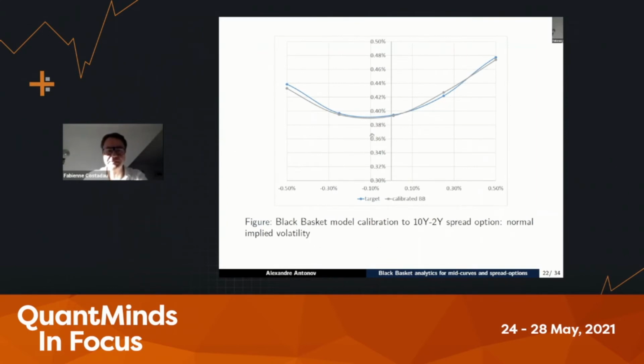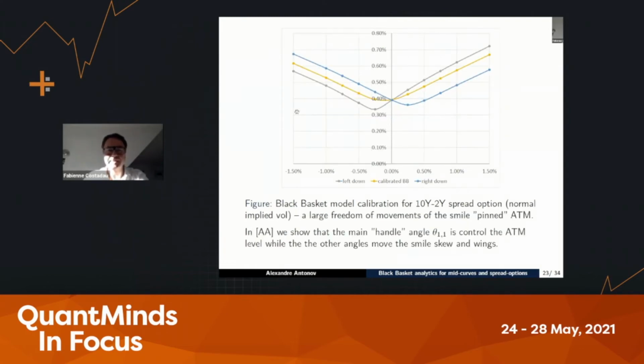So you can see that this gray line is our calibrated result, and the blue line is the target. This is the observed option prices, observed option normal implied volatility. So you see that the calibration errors are very small.